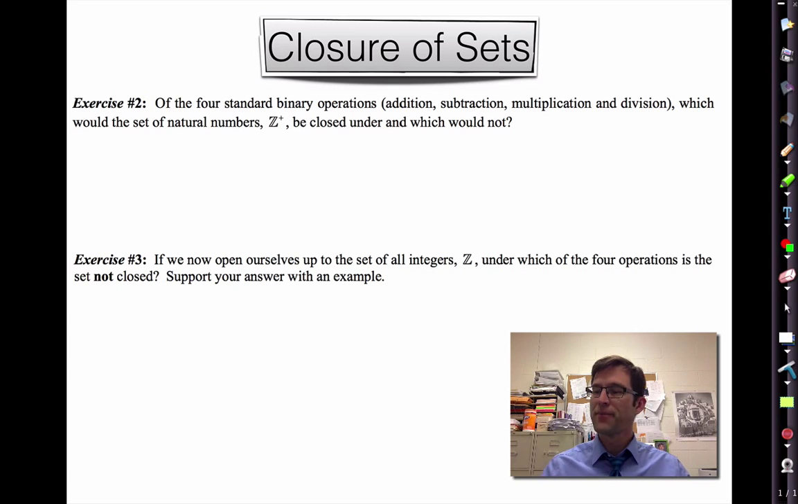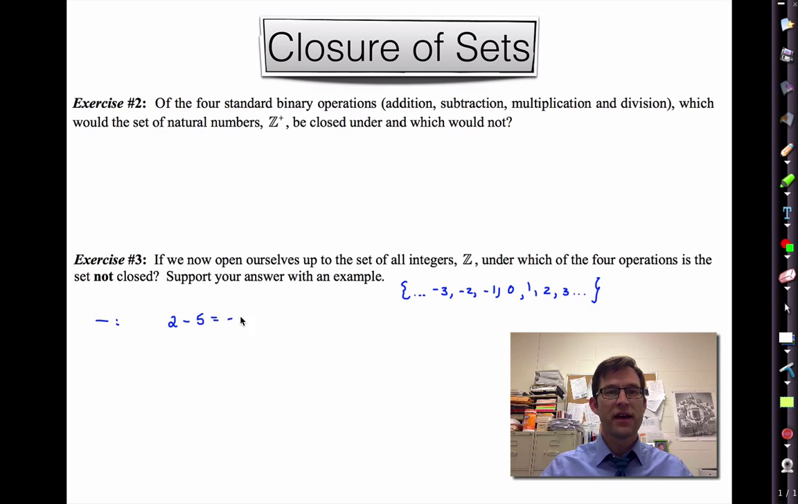All right, let's talk about it. Remember, last time subtraction was a problem, right? But now we're dealing with all of the integers, -3, -2, -1, 0, 1, 2, 3. And now subtraction's no longer a problem, right? Because if I do 2 minus 5 and get -3, well, that's in there now. So now we're closed under subtraction.